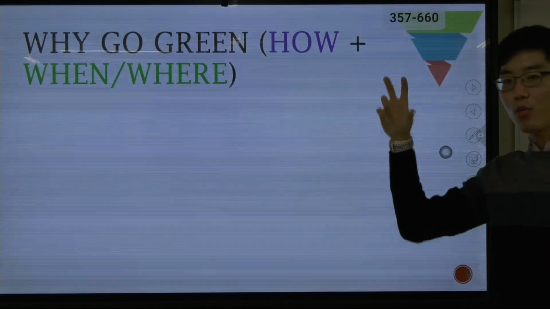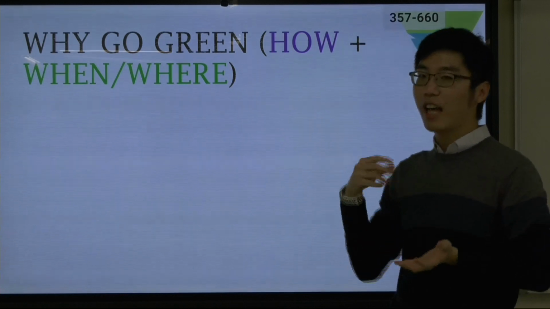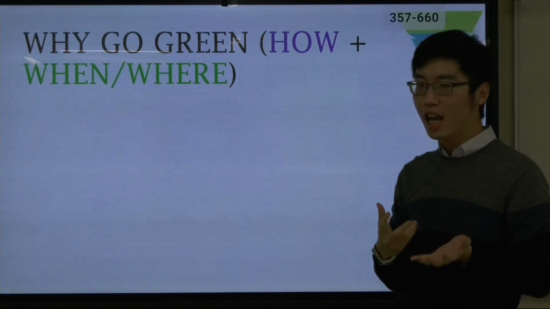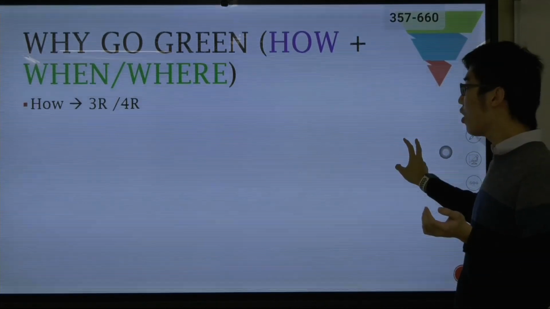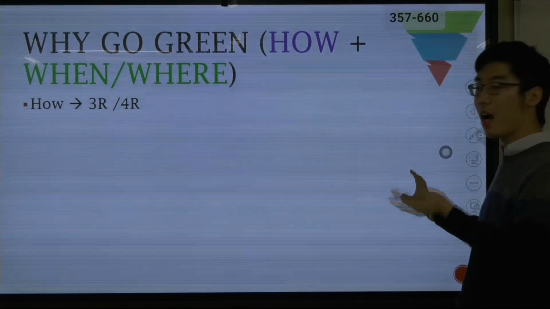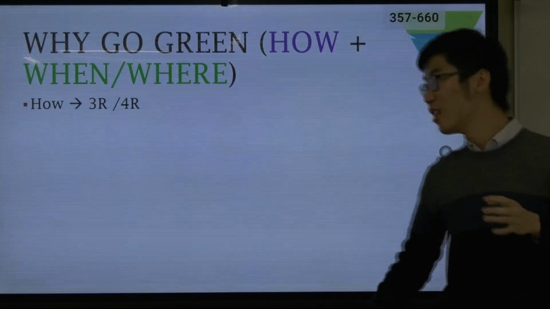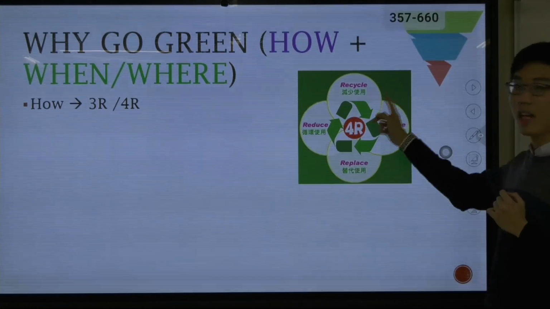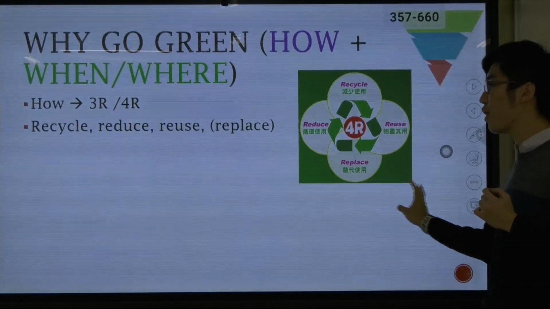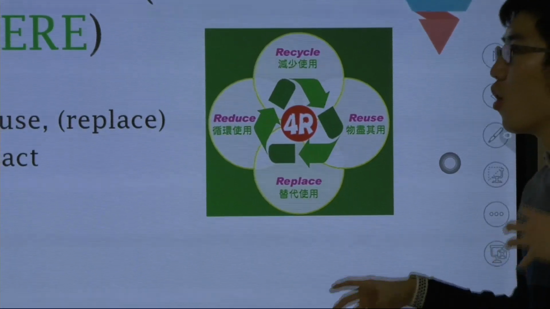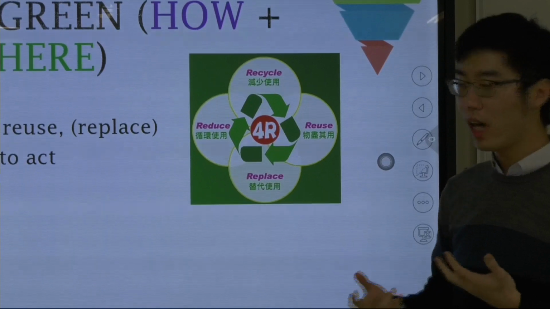Okay, so for the first part, we need to talk about the background first, and then we need to go in depth on the action, how we can react and, in detail, do the practice, okay? So, how we can do it is related to the 3Rs or 4Rs. What do the 3Rs and 4Rs mean? Okay, so you can see in this picture: recycle, reuse, replace or reduce, okay? So use these 4 items to talk about your action and how you can go green, okay?